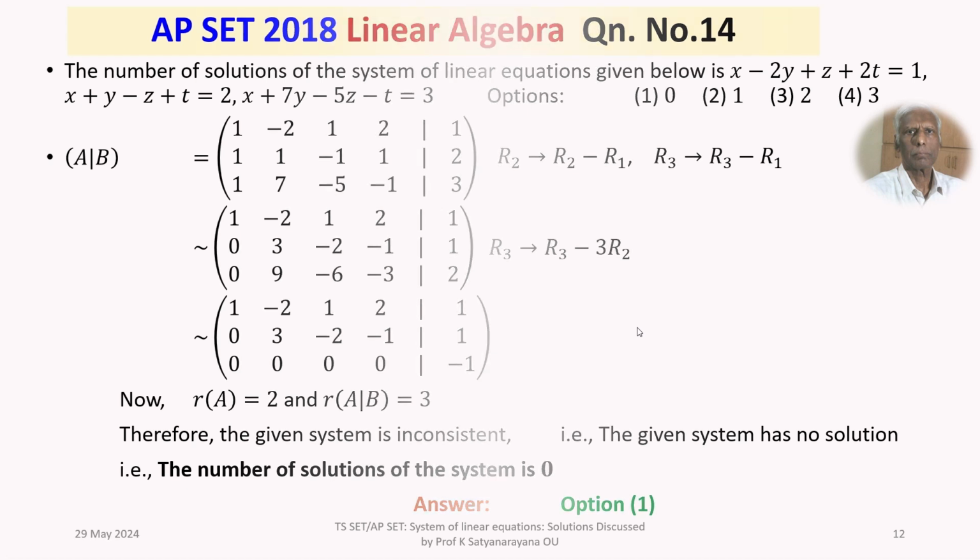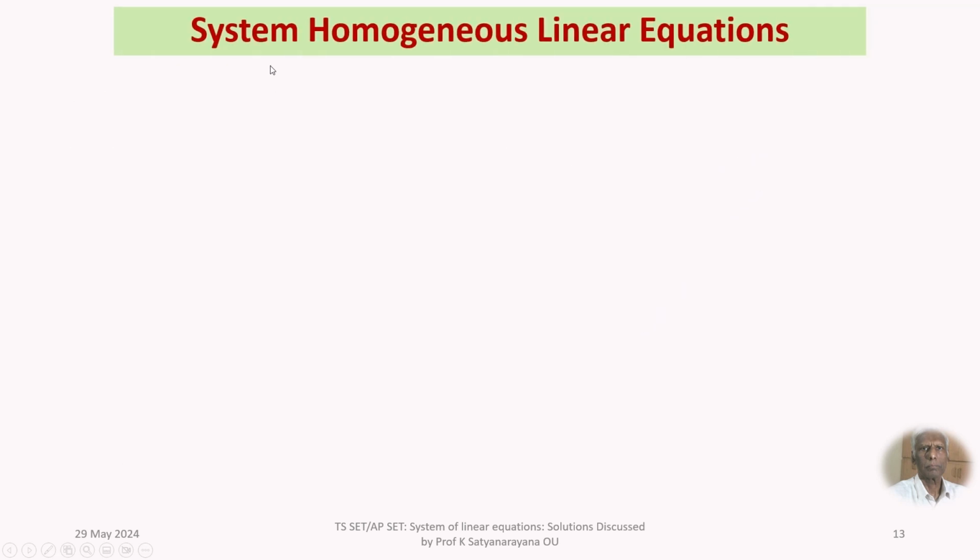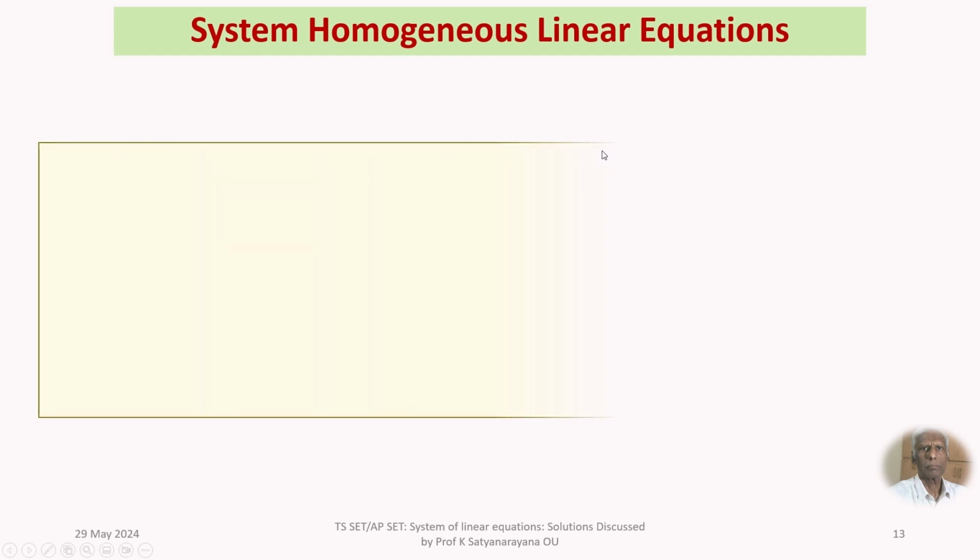Let's move to the last question. Before entering into the last question, we talk about the system of homogeneous linear equations, because the next question is about the system of homogeneous linear equations. When you talk about the system of linear equations, there are 2 types. One is non-homogeneous and the other is homogeneous. We have already discussed non-homogeneous, therefore we will now discuss homogeneous.